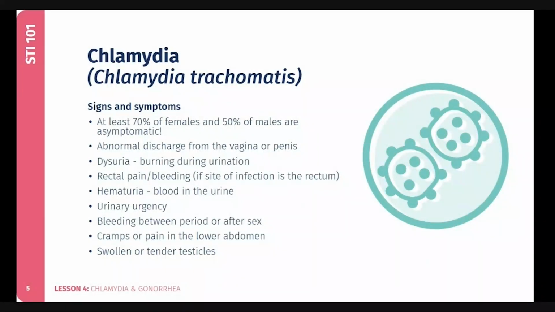Chlamydial infections are caused by the bacterium Chlamydia trachomatis, or C. trachomatis. Most females and half of males infected with chlamydia will be completely asymptomatic. Those who have symptoms may experience abnormal discharge, burning during urination, or if the site of infection is the rectum, rectal pain and/or bleeding.